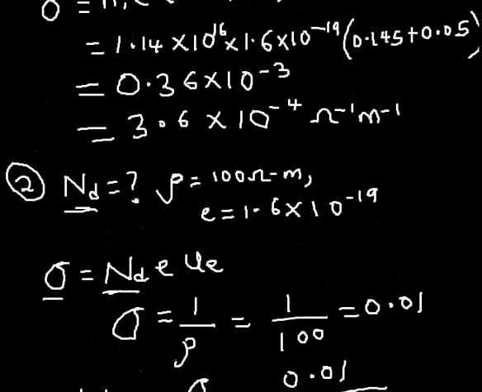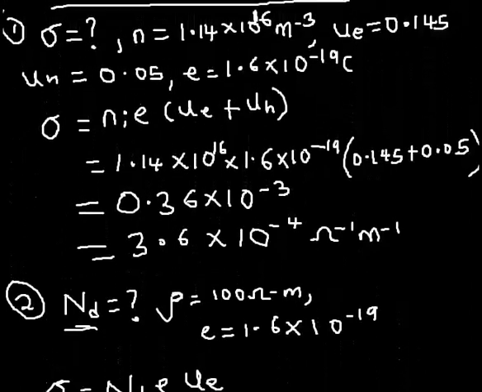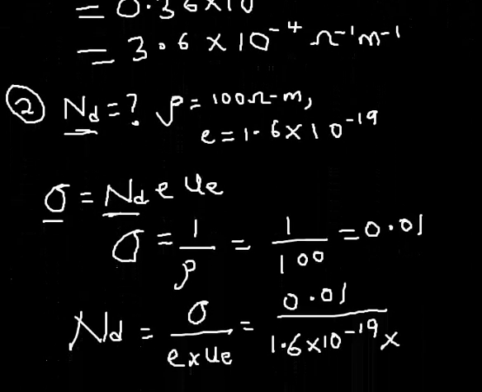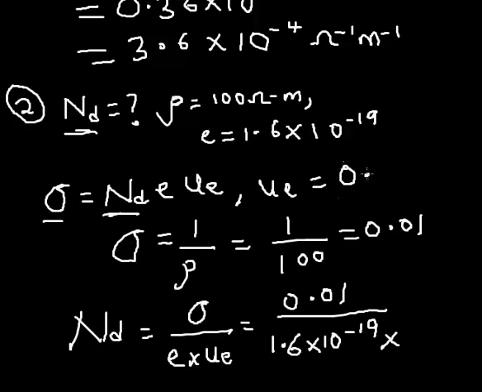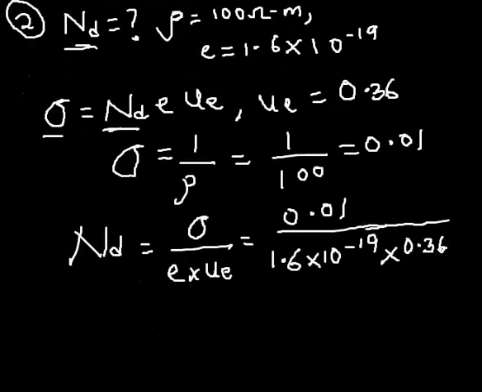Which of course was given to us. The mobility of the electron here was given as 0.36. So let's put that down, 0.36. With what I have now, I can finalize my solution. So what I'm going to do is 0.01 divided by 1.6 times 0.36.